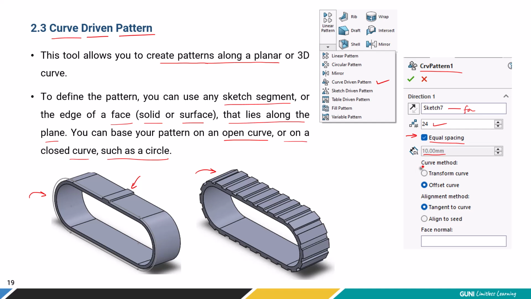Now what is important in this curve driven pattern is the curve method and the alignment method. For 99% of curve driven patterns, we are going to use the offset curve and tangent curve combination. Now let's understand the meaning of transform curve and offset curve. The alignment method is very self-explanatory. The outcome will remain tangent to the curve, or maybe it is aligned with the seed.